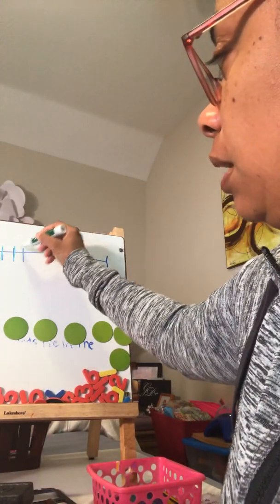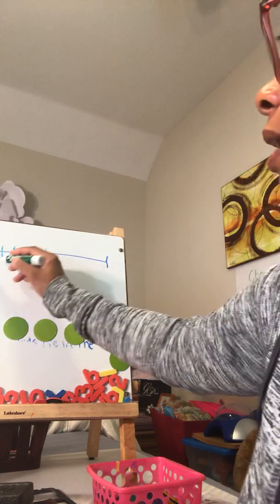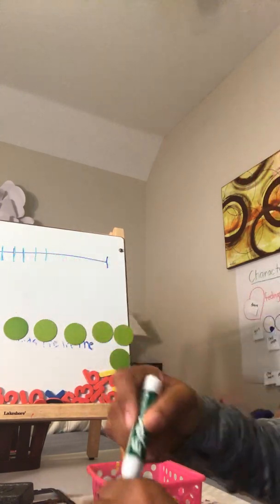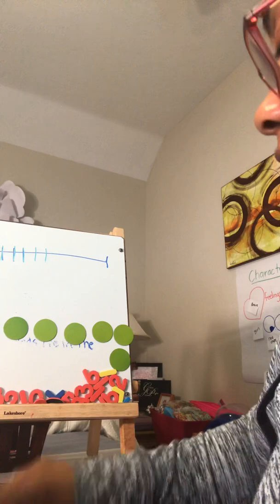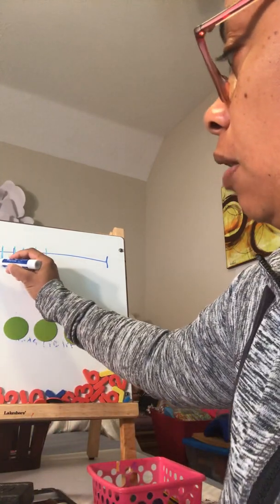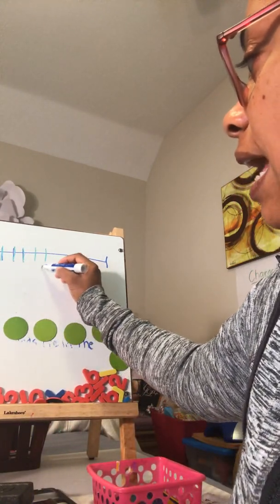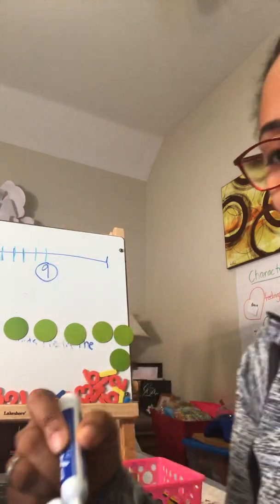1, 2, 3, 4, 5, 6. So that's 6. Joining my number line. Now all together I'm going to count 3, 4, 5, 6, 7, 8, 9. Here I am. 9 brings me my magic number.